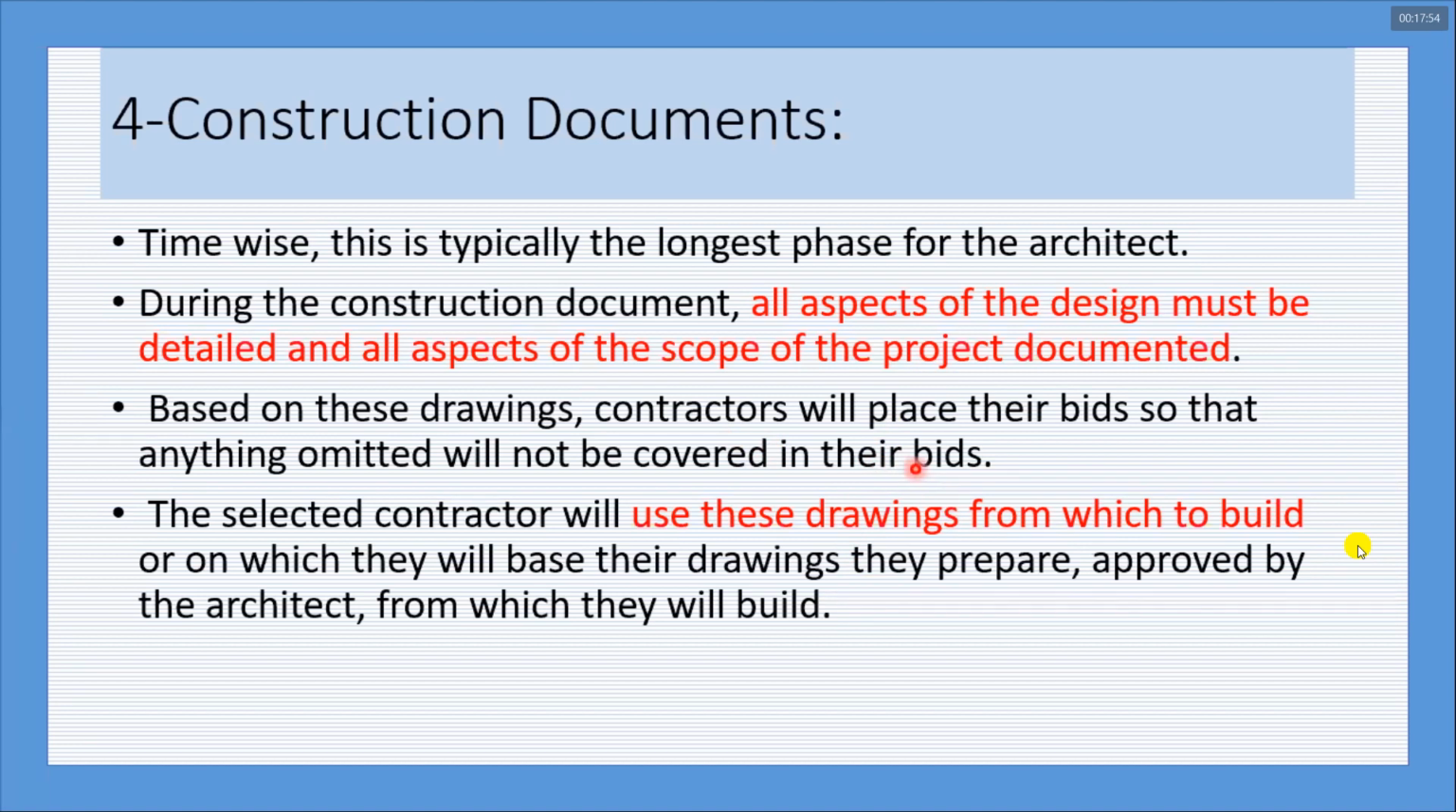And once you request your contractor to add the missing detail, he will charge you once again. So to avoid such discrepancies, you have to provide a complete project to the contractor so that he can place his bid complete in all respects. Then the contractor uses drawings from which to build and execute. Execution drawings he simply prepares. The drawings are approved by the architect and from there the execution process begins.